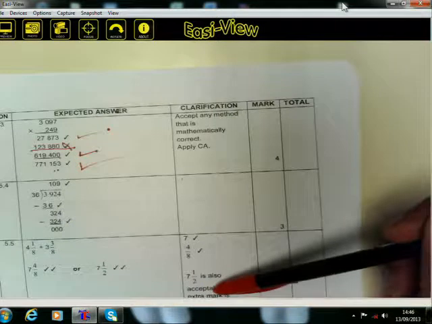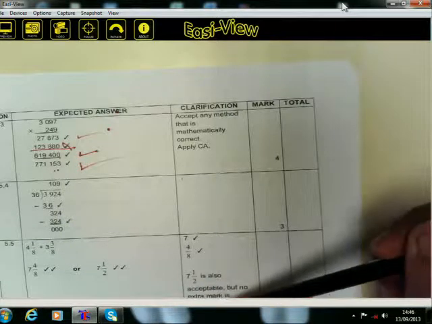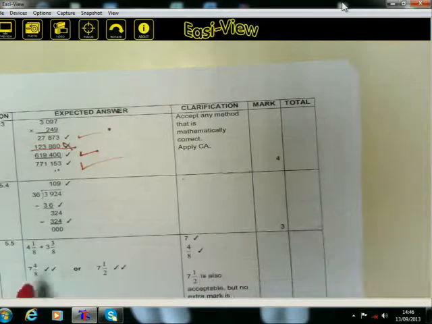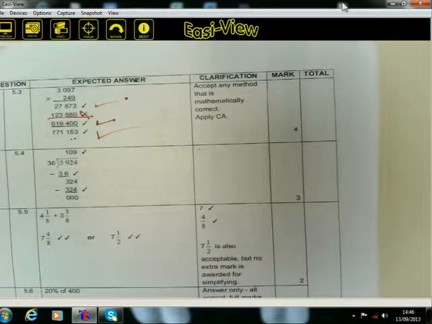7.5 is also acceptable, but no extra mark is awarded for simplifying. Like here, Elena will come to this step and simplify. You cannot credit him 2 and then for simplifying 1. Marks, we only look at the total number of marks, which is 2 here. Okay, let's go to the next one.